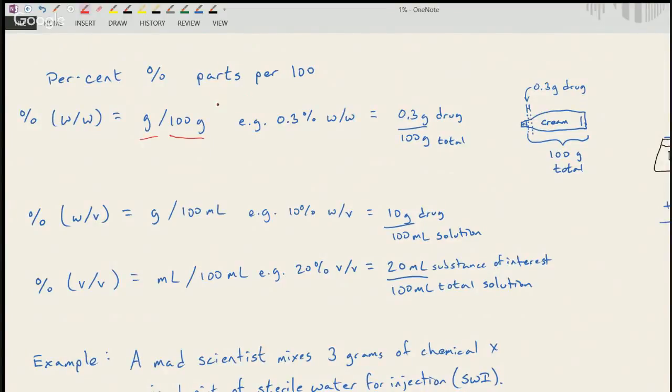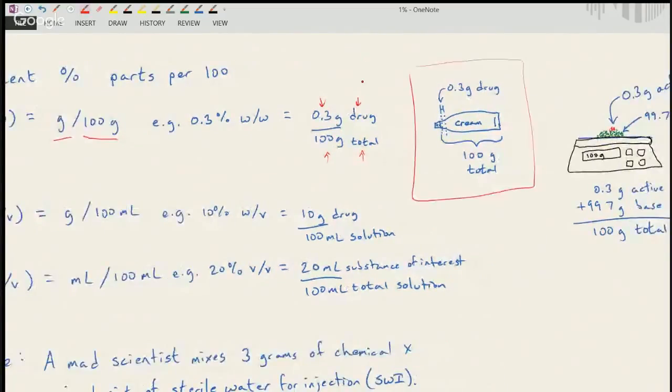For example, you might see 0.3% weight per weight. And what that means is 0.3 grams of the drug in 100 total grams within that tube. So in the tube, of the 100 total grams of cream, 0.3 grams of that will be the drug. What's another way of looking at that?